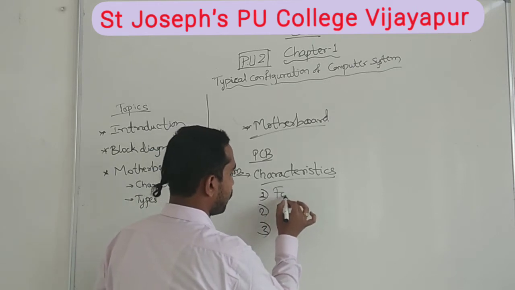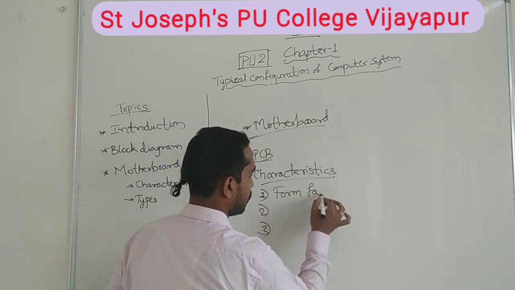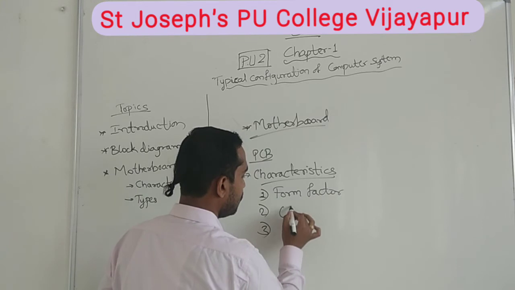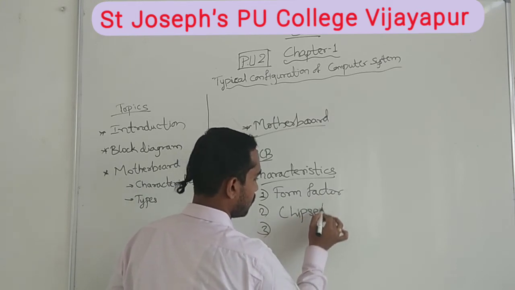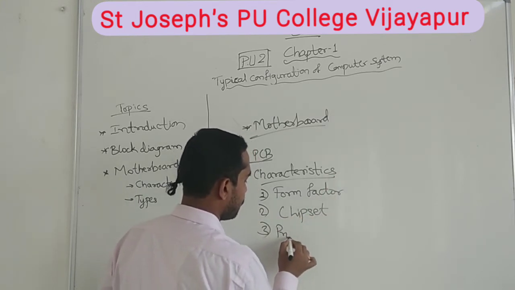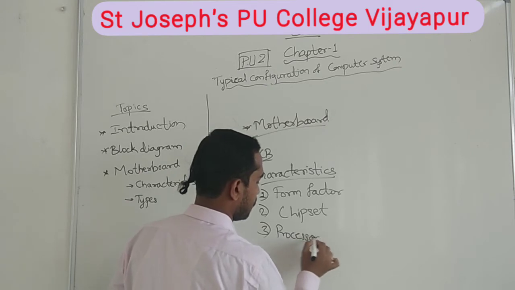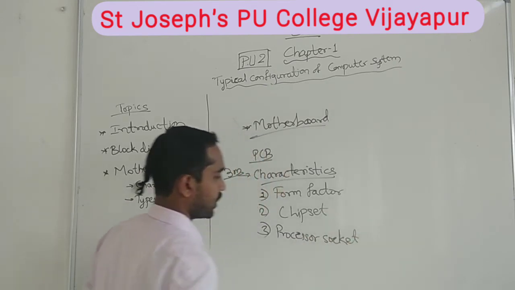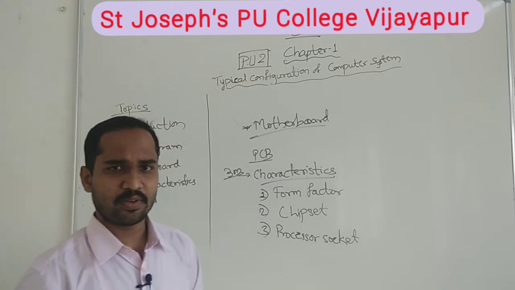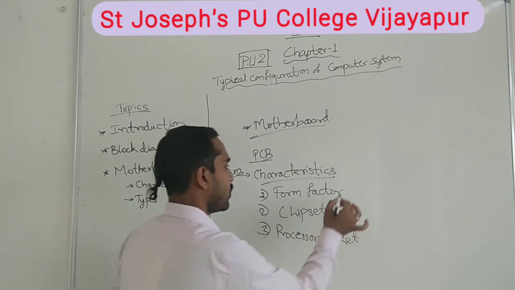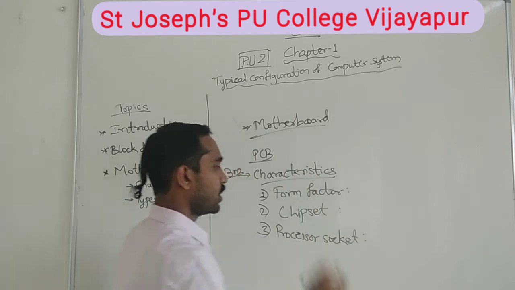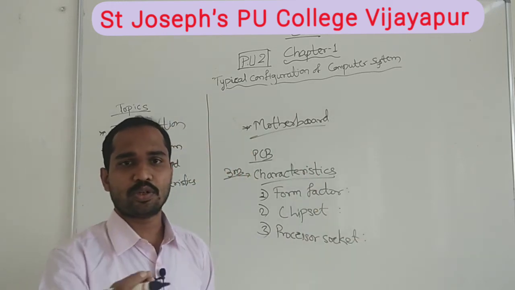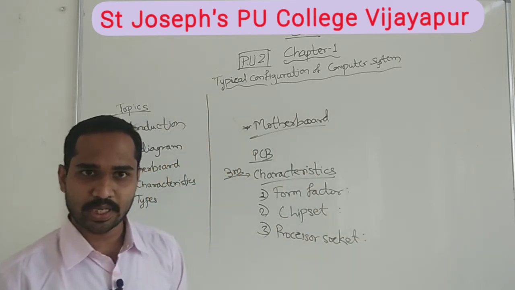First one is form factor. Second one chipset, and third one processor socket. So you need to remember these 3 characteristics. It is normally asked in every question paper. So what is form factor, what is chipset and what is processor socket? Just 1 or 2 lines if you explain, you will get full marks.